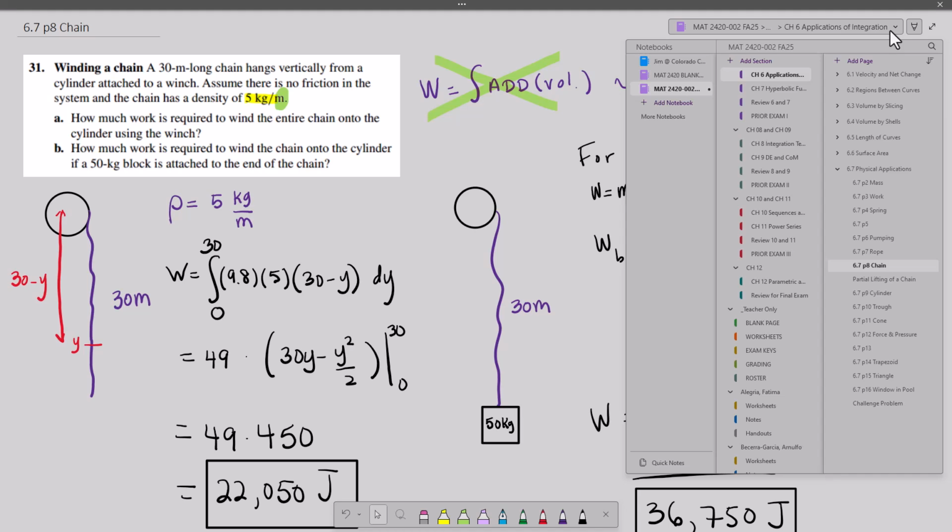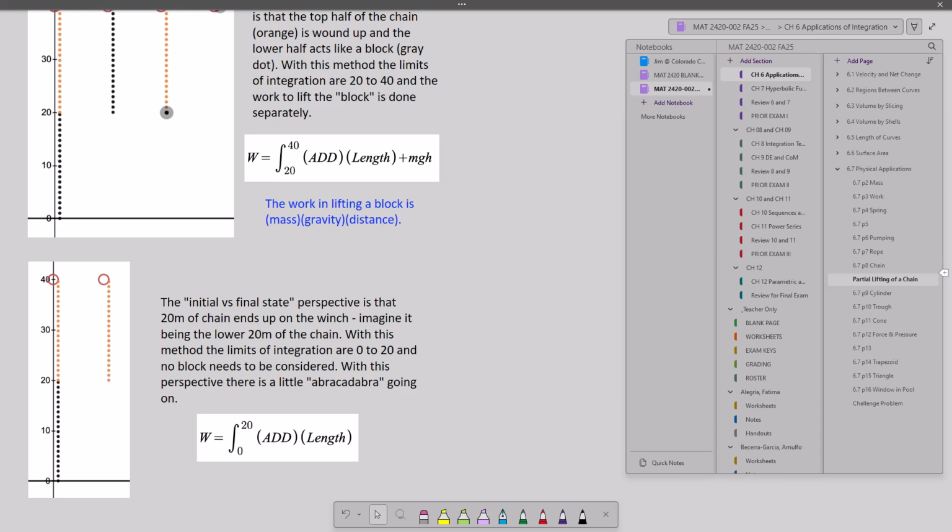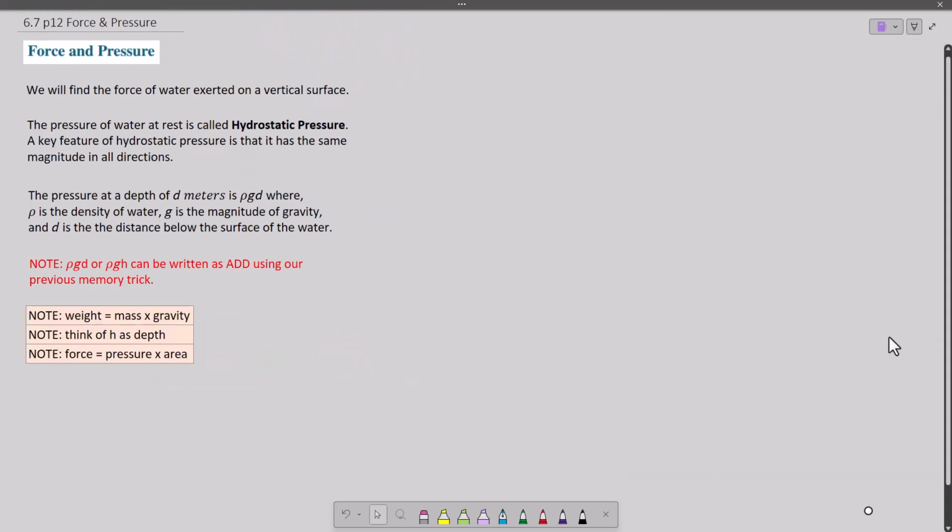Okay. So, and then we talked about this partial lifting of the chain. You can look at that to think of two different perspectives on finding the work in lifting the chain. And our last topic in this section is force and pressure. And what we are going to do now is find the force on a wall. And in our D2L site, also in OneNote, there's a couple of videos on hydrostatic pressure, which are really good videos to watch to understand the concept of hydrostatic pressure.